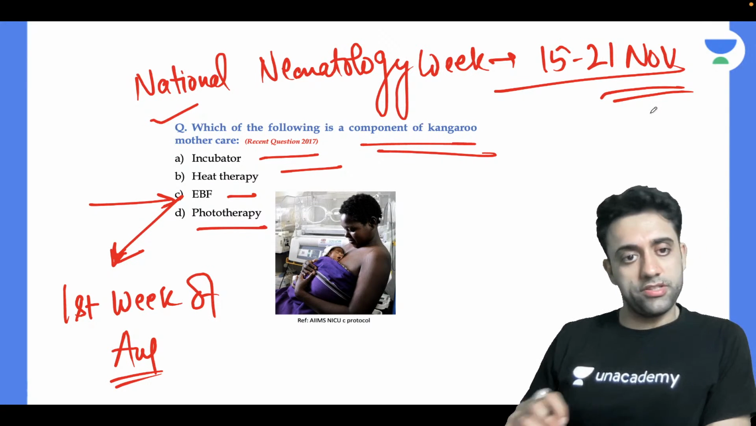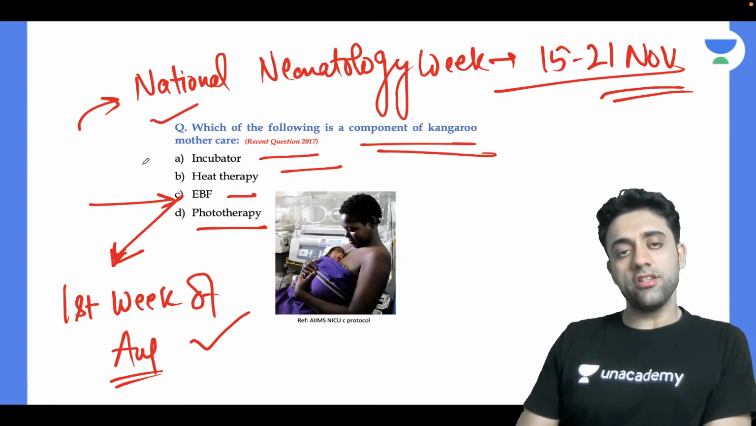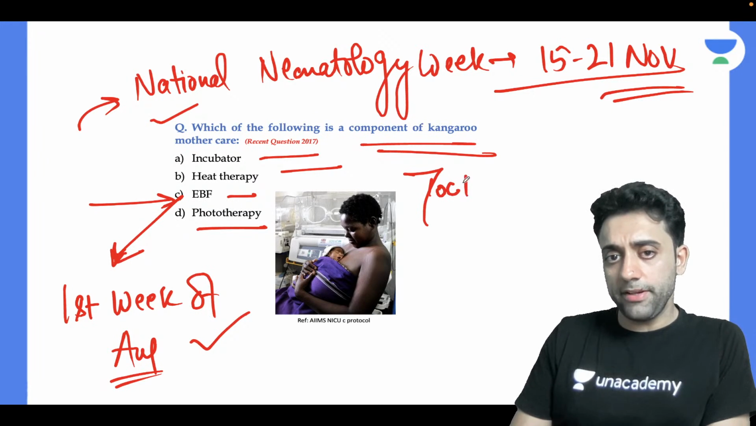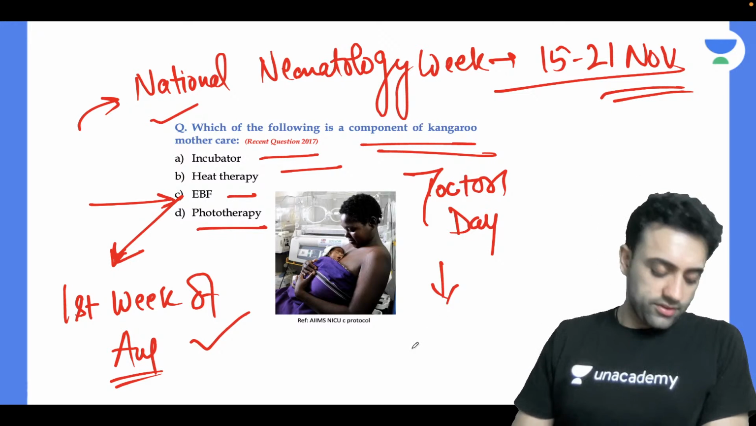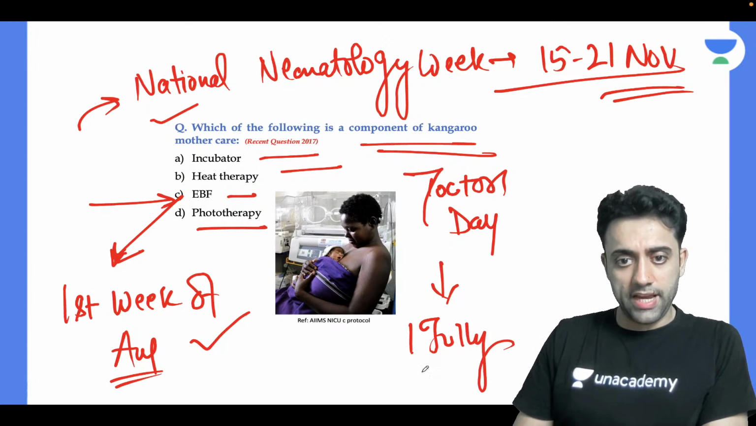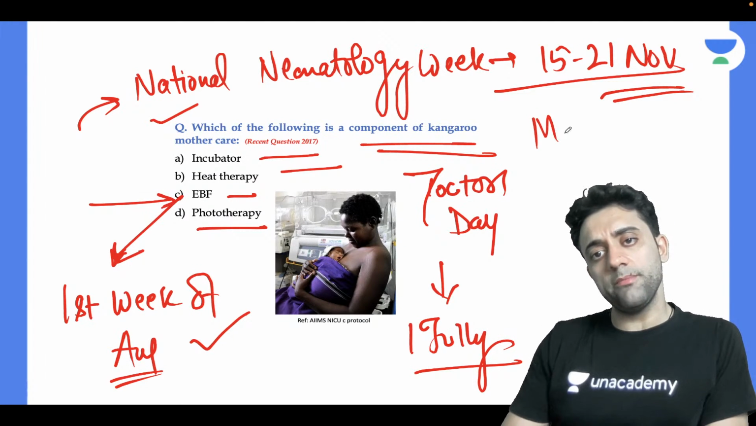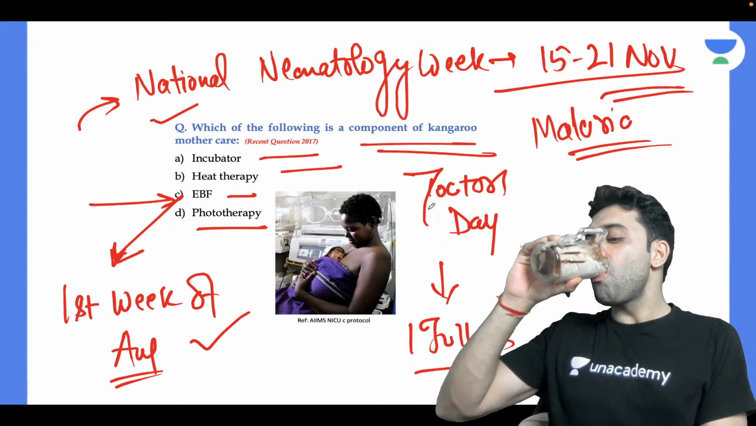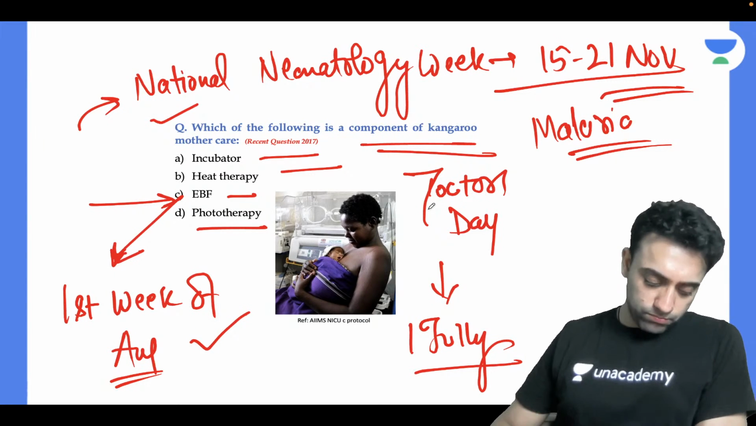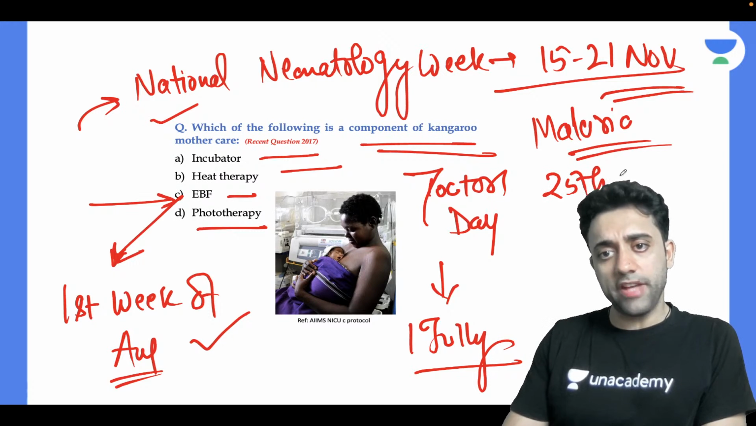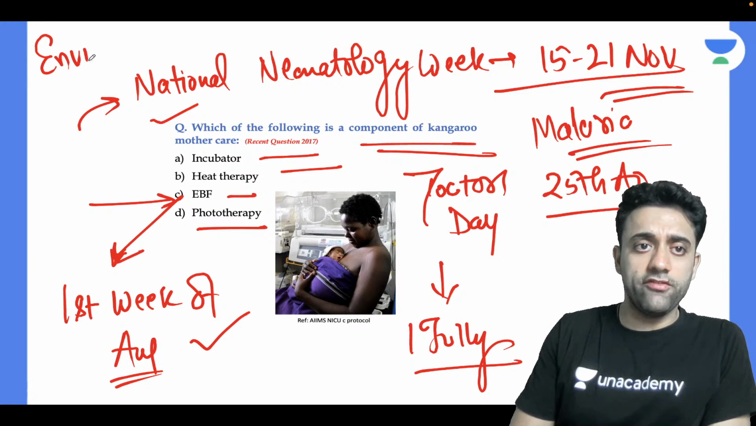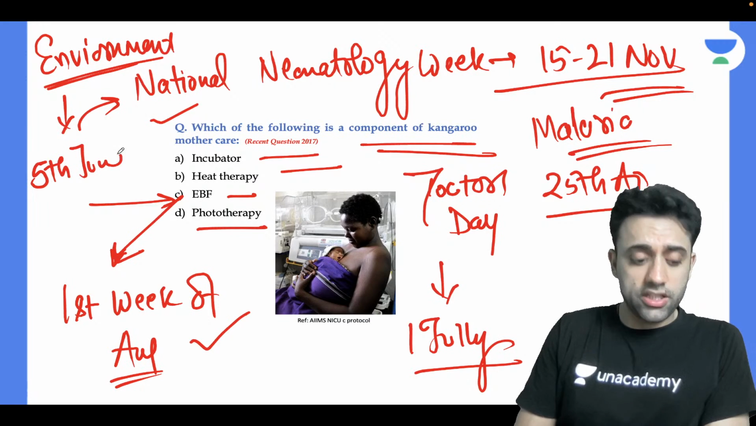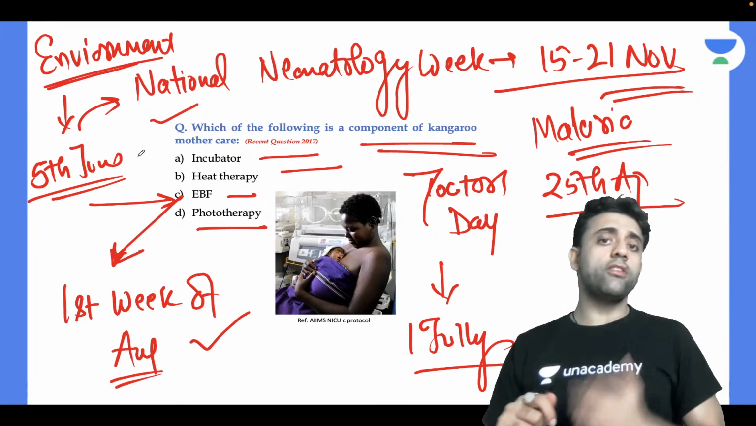ठीक है, परफेक्ट, वेरी गुड। The first week of August we have Breastfeeding Week, National Neonatology Week is 15 to 21st of November, again that's a week. When do you celebrate Doctors Day? Who will tell me, Doctors Day कब आता है? Very good. Doctors Day we celebrate on 1st July. When do you celebrate World Malaria Day? Malaria Day, anyone? मलेरिया मुझे याद नहीं है, कौन बताएगा मलेरिया? Yes. 25th of April, yes, true. World Environment Day, anyone? Yes, very good. The answer is 5th June.